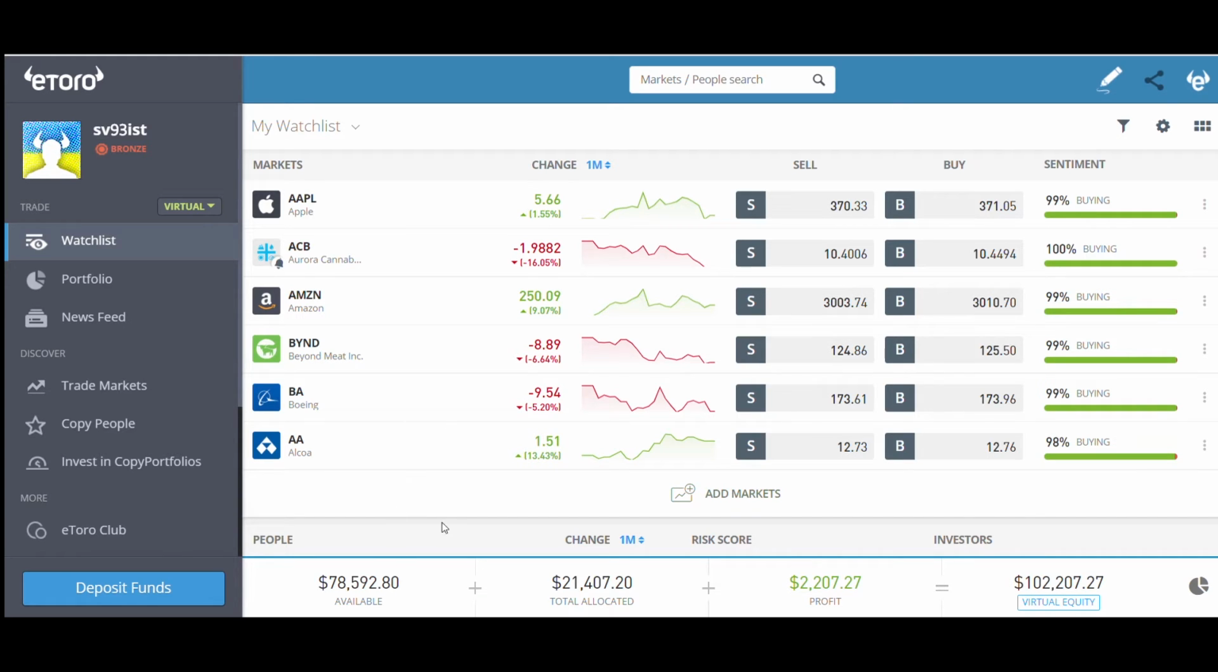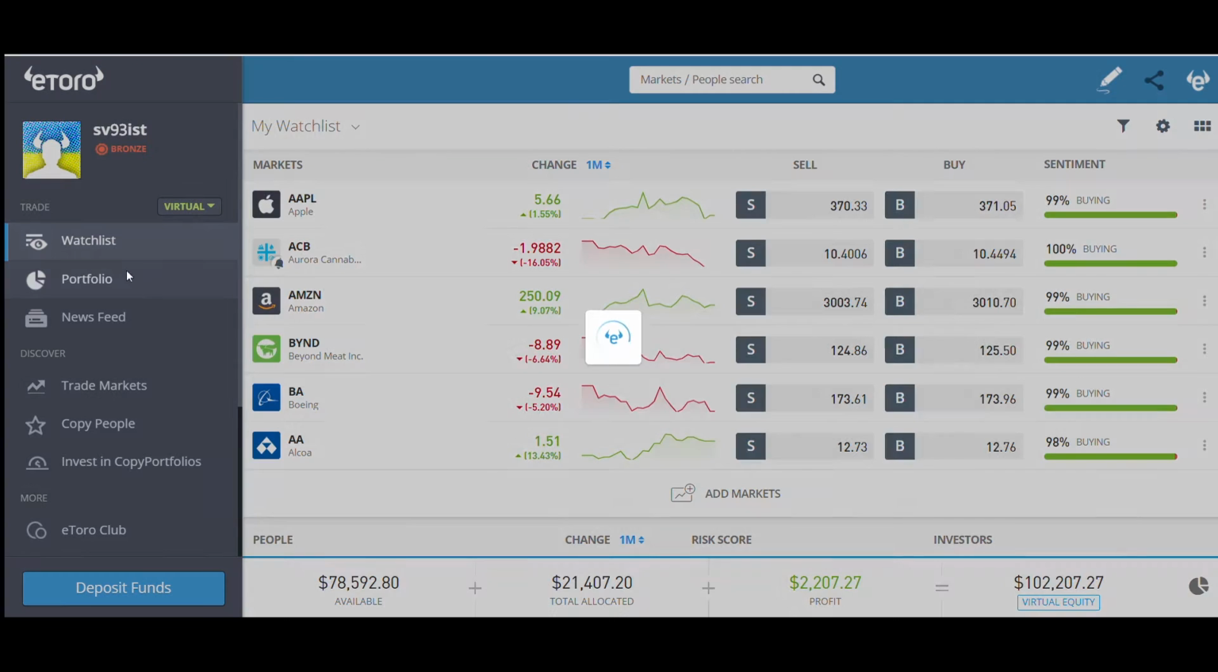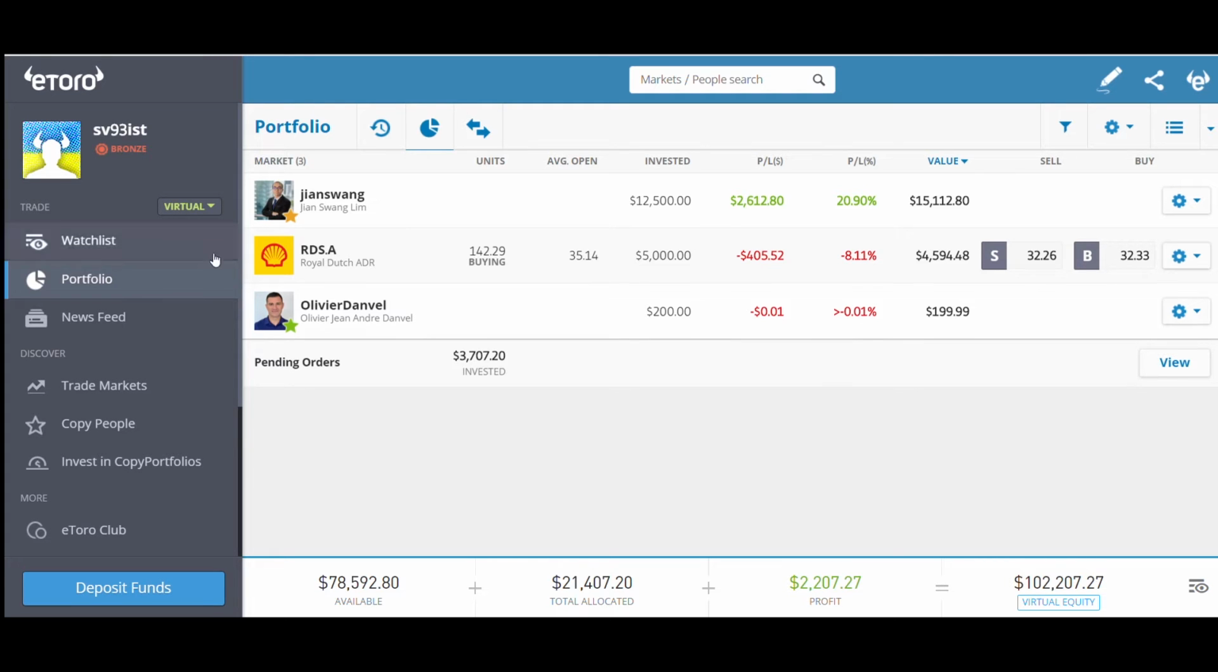Down here you have how much money you have available in your account and how much of it is allocated in stocks and how much profit you have and the total amount. So if you want to see your portfolio, you just click portfolio and you can see what investments you have.